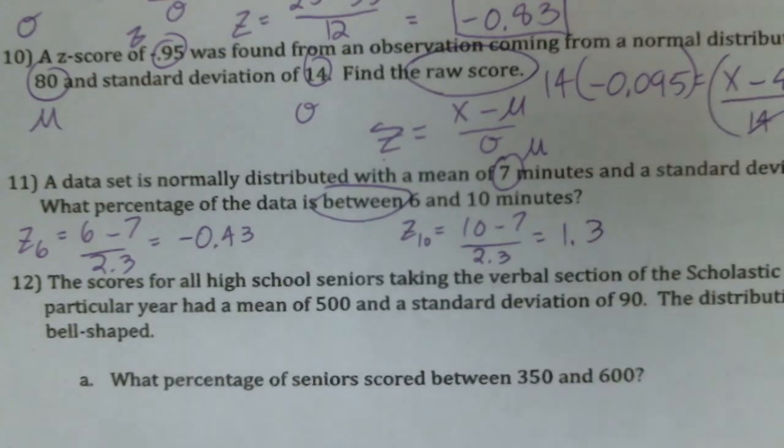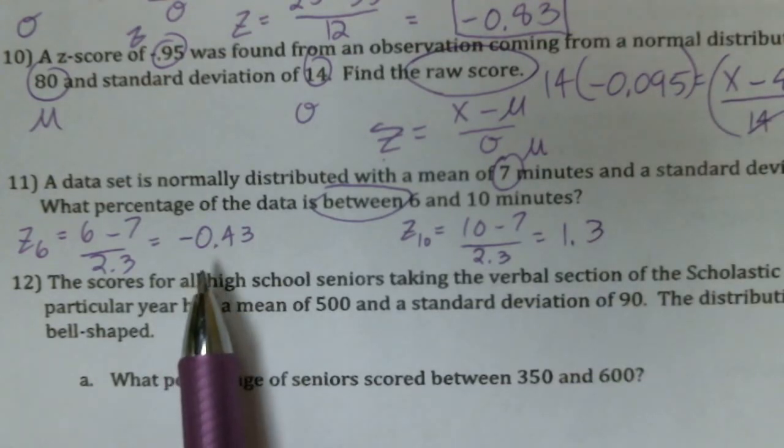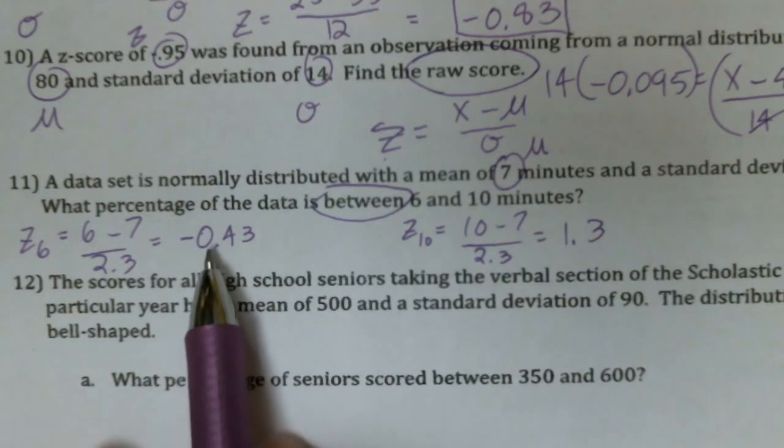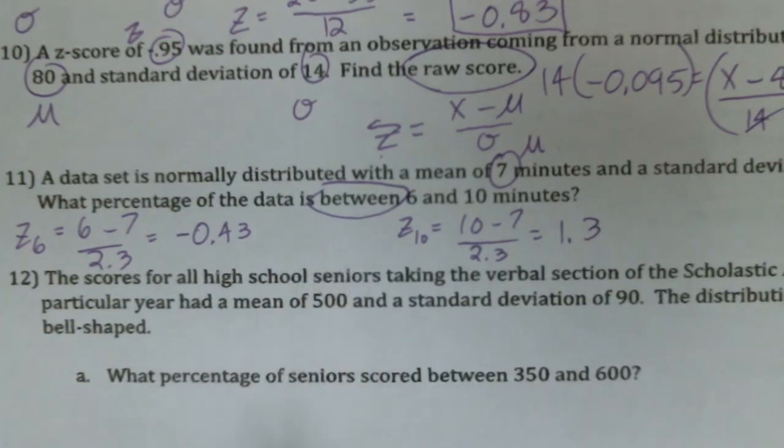Now, one of the mistakes I noticed on the quiz, guys, was some students were actually subtracting the z-scores. Okay, we're not going to be subtracting z-scores. We want to find the difference between the percentages. So once I find this z-score, I've got to go to my table and find what percentage that corresponds to.